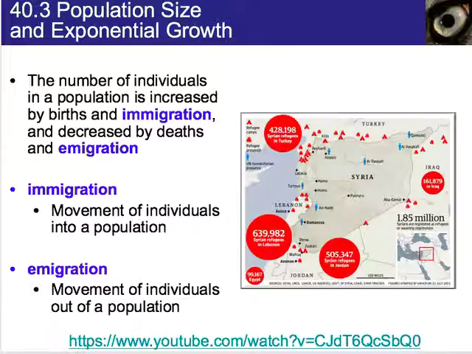So population size can grow and shrink, and the way it usually happens is through immigration and emigration. The number of individuals in a population is increased by births and by immigration, and decreased by deaths and emigration. So immigration with an I is the movement of individuals into a population, and emigration is the movement of individuals out of a population. And the video below is going to show you how humans have immigrated and emigrated over the thousands of years we've occupied this planet, to explain how man got to the United States.